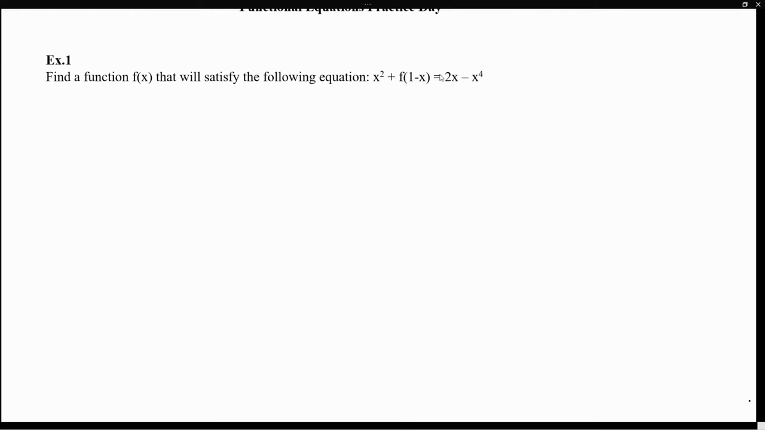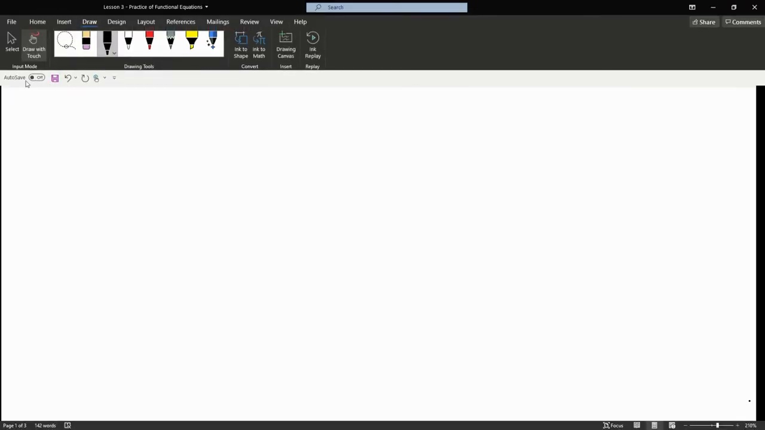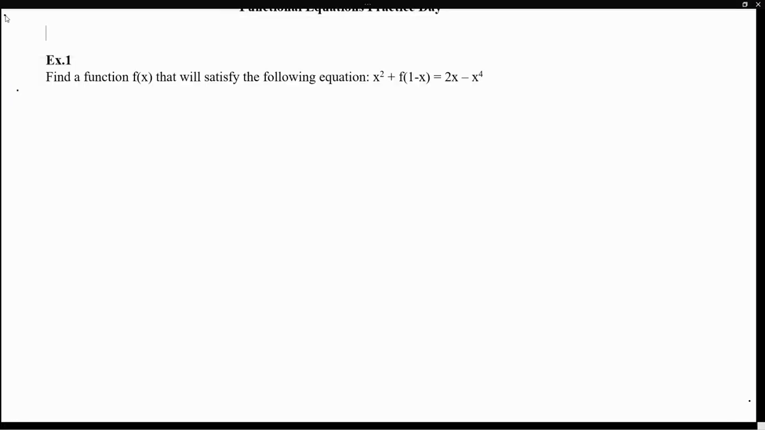Well, notice that my functional equation is written in terms of f of 1 minus x. And what we want to do is find a function f of x. We want to find a solution. So somehow we need to rewrite this f of 1 minus x just in terms of f of x. But notice that one way that we can do that is by performing a small substitution.